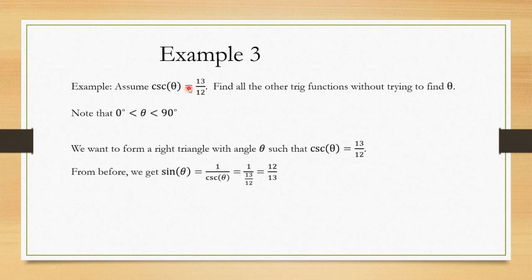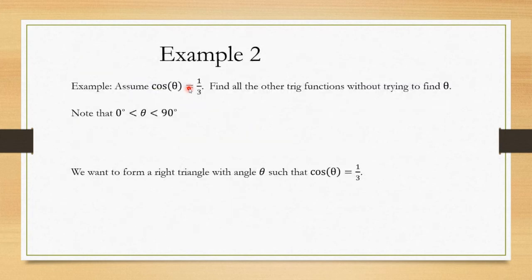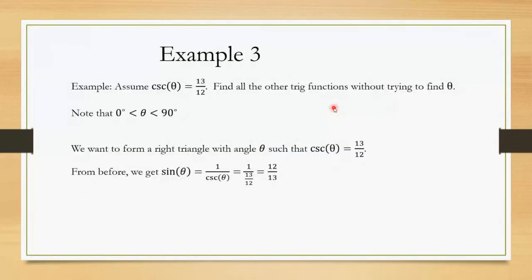Okay, now, there are different ways of approaching this. I mean, you could do like what we did here. That is, we can form a right triangle so that the equation holds. Instead of cosine, you have cosecant, and you have 13 over 12. And again, we're assuming theta is between 0 and 90 degrees. Okay?